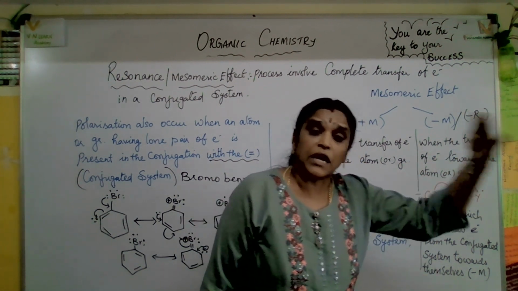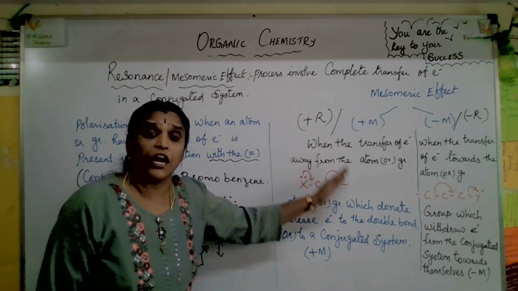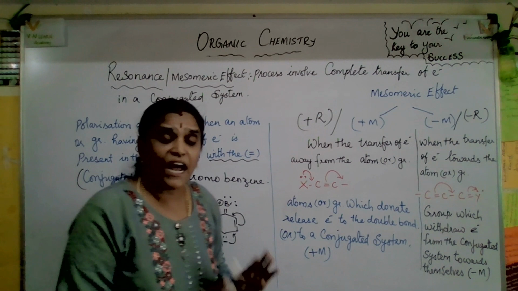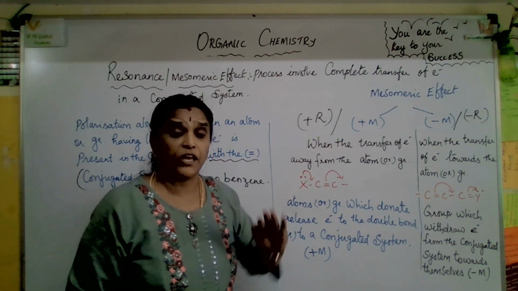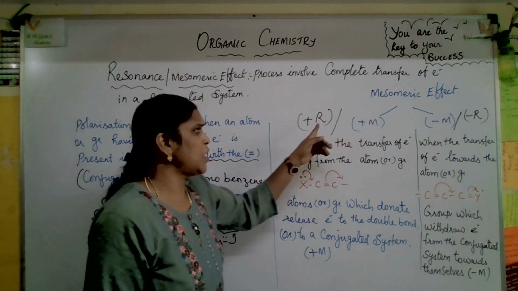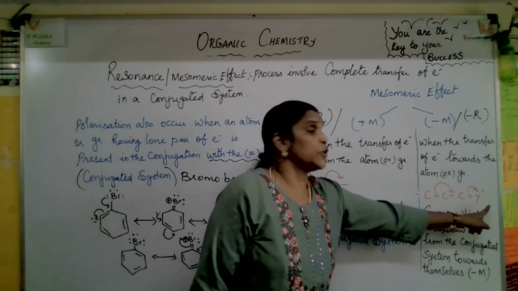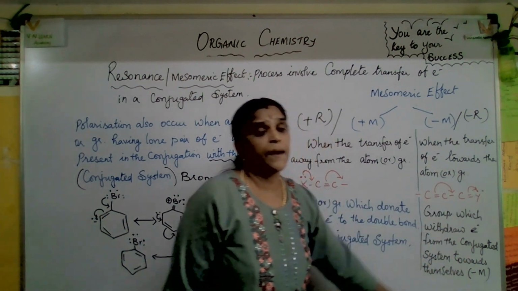So, double bond converted into lone pair of electron or lone pair of electron converted into double bond. In that way only we can identify. So, lone pair of electron converted into a double bond means plus R effect. Double bond converted into lone pair of electrons, we can say minus M.